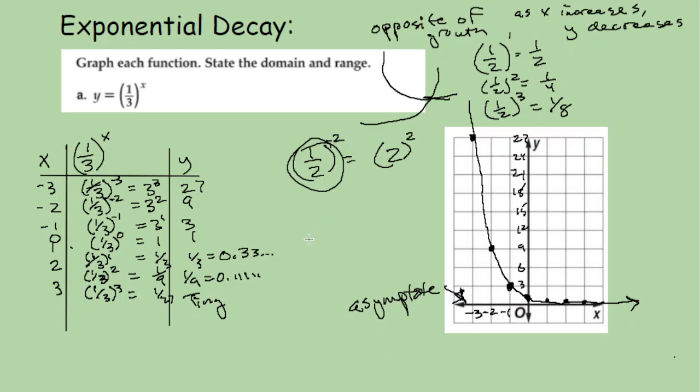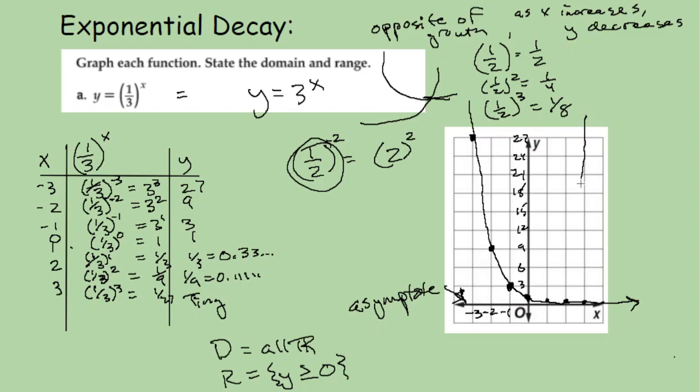And so our domain and range are exactly the same. My domain is still all real numbers, and my range is y is greater than or equal to 0. So really, the shape of the graph did not change. It is basically the same thing as if you have y equals 3 to the x, you're going to have pretty much a reflection over the y-axis of the same thing.